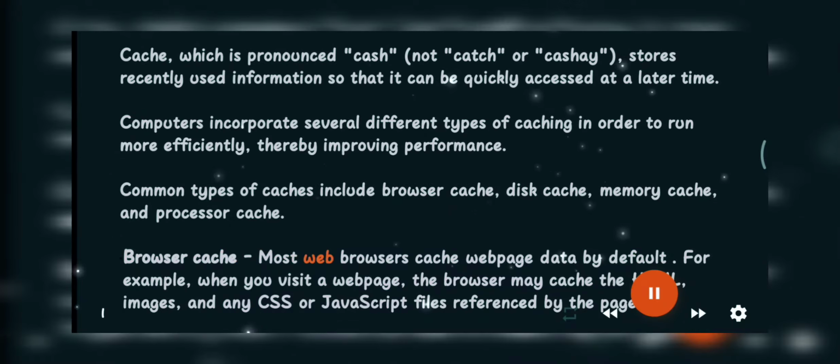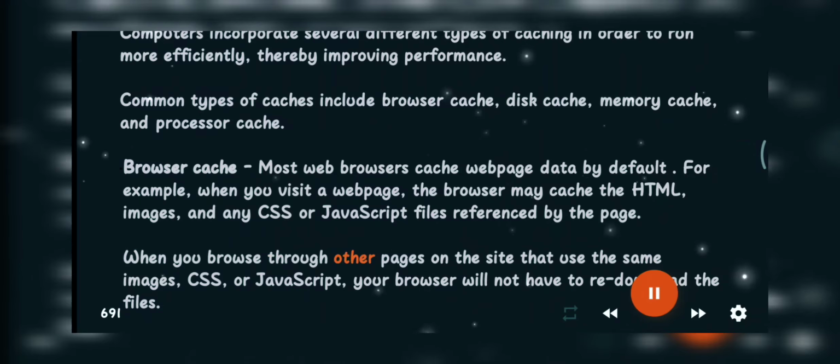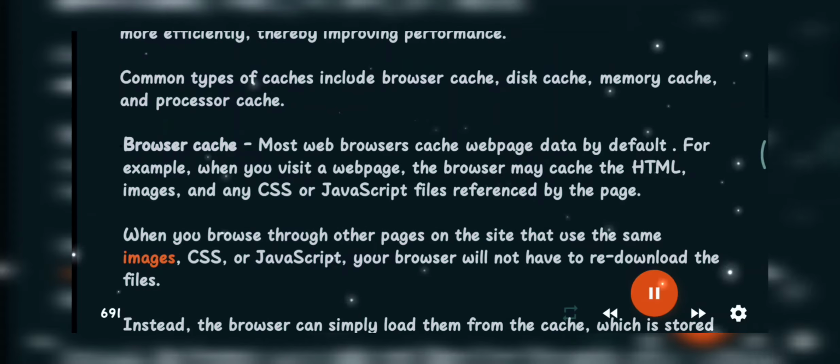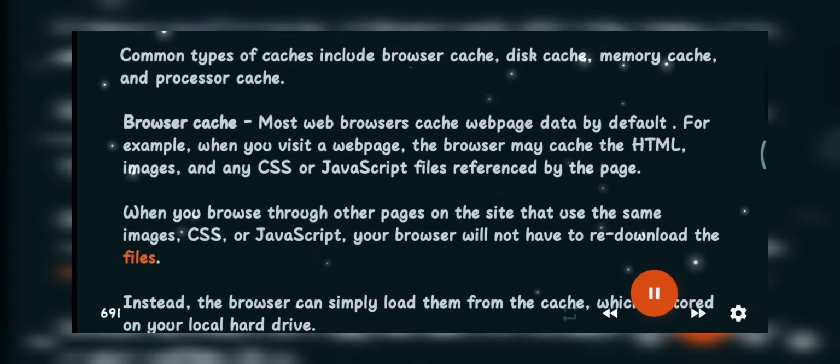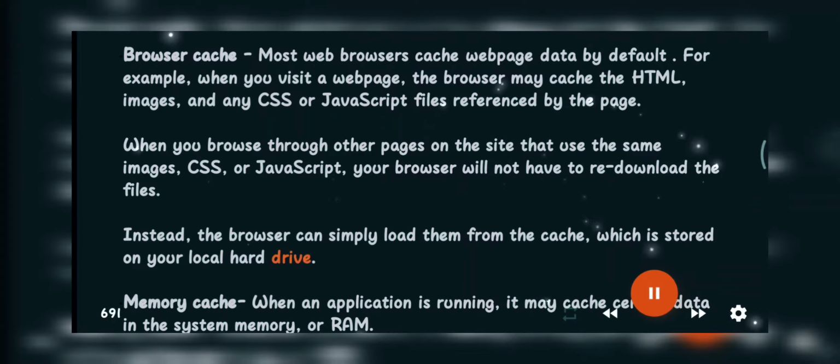Browser cache. Most web browsers cache web page data by default. For example, when you visit a web page, the browser may cache the HTML, images, and any CSS or JavaScript files referenced by the page. When you browse through other pages on the site that use the same images, CSS, or JavaScript, your browser will not have to re-download the files. Instead, the browser can simply load them from the cache, which is stored on your local hard drive.